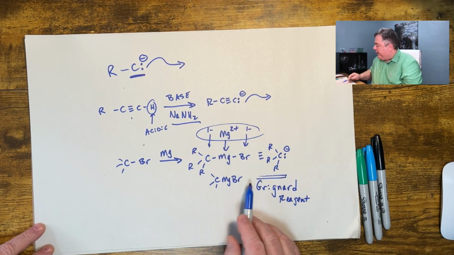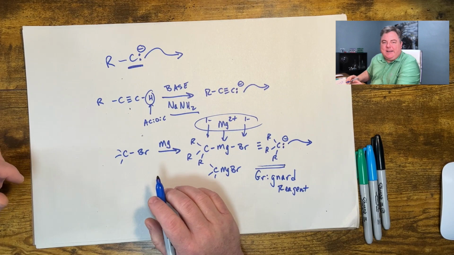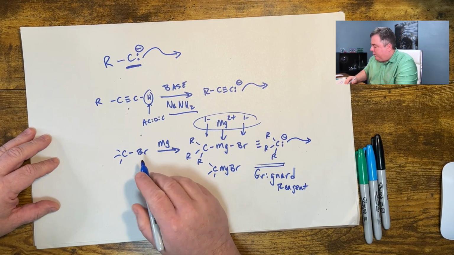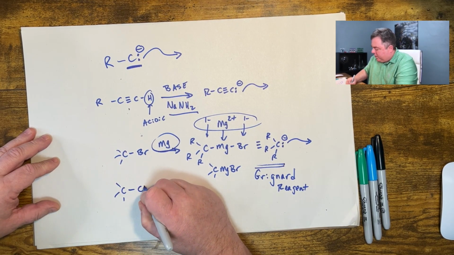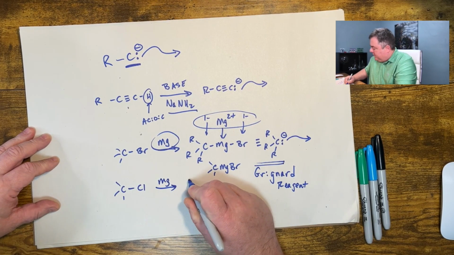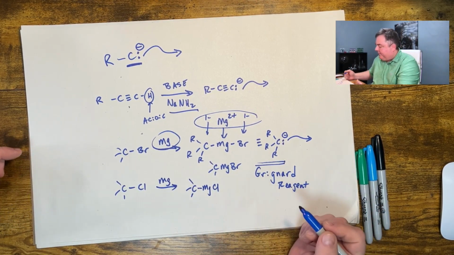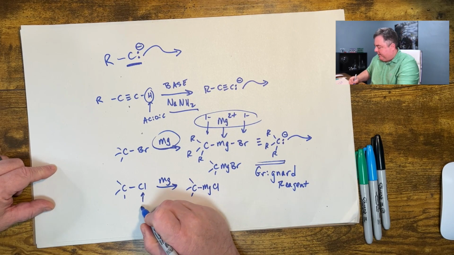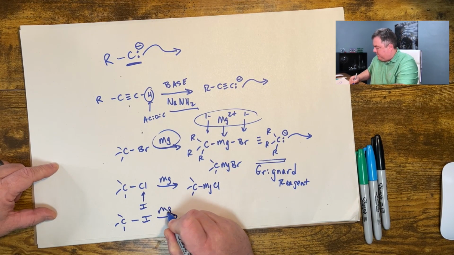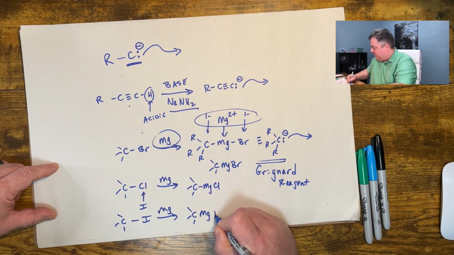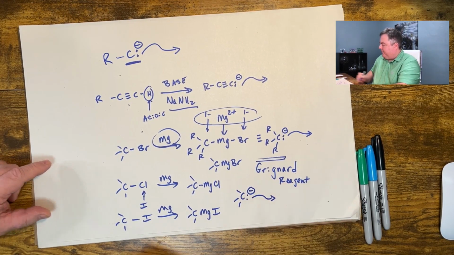That's one way to make a negative carbon atom that could go attack something. You could use this magnesium powder with a bromide, or you could take it with a chloride to make a chlorine-based Grignard. It doesn't matter, this could be an iodide. All of these you can think about as the same negative carbon that could go attack.